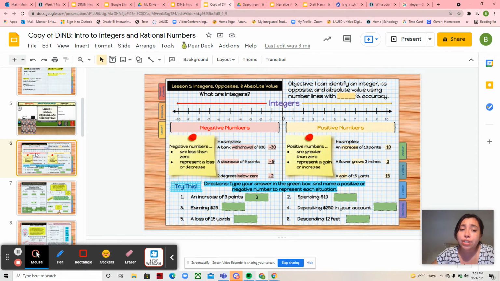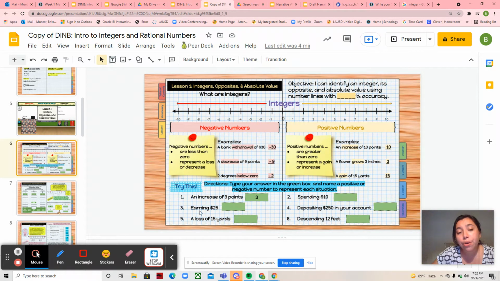So the first thing I need to know, remember, integers are all numbers that are both positive and negative, right? So here's some examples. Negative numbers are less than 0 and they represent a loss or a decrease. For example, a bank withdrawal of $30. So if I withdraw money from my bank, that's -30, right? I'm taking away 30. If I have a decrease of 9 points on, let's say, a game, I'm -9. If it's 2 degrees below 0, that's -2.